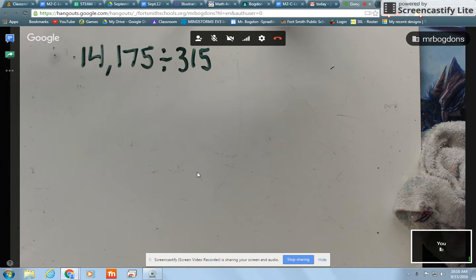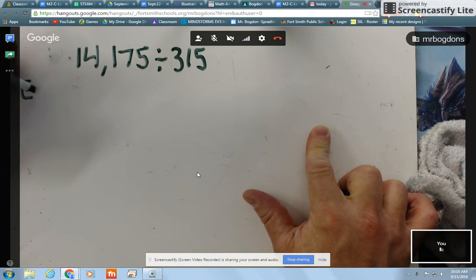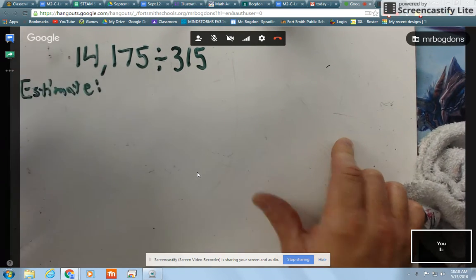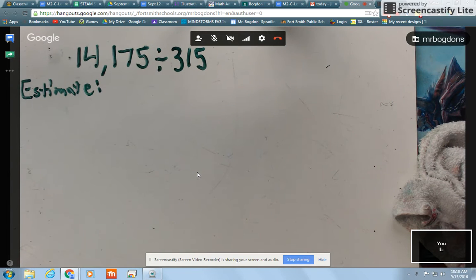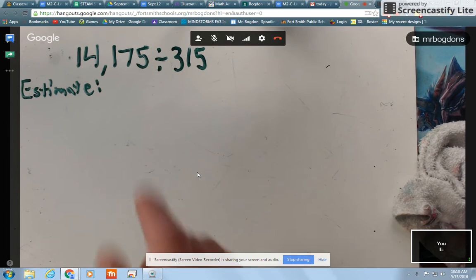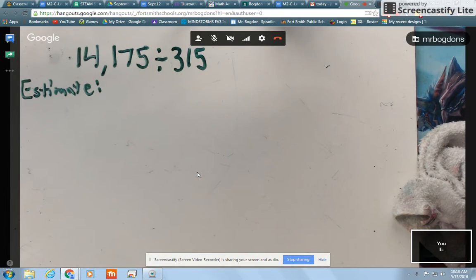14,175 divided by 315. Oh my goodness. Let's find an estimation. Estimate. Whenever I'm estimating, what place value should I look at? The smallest one or the biggest one, guys? The biggest. The biggest one tells me the most about the number, because the smallest place values, I need a whole lot of those to equal any one of the bigger place values.